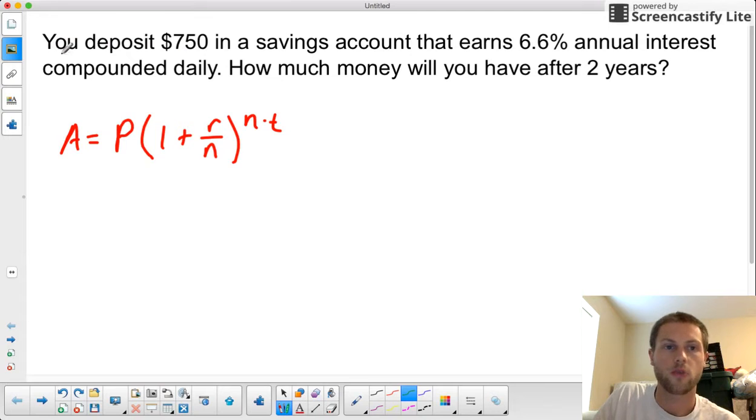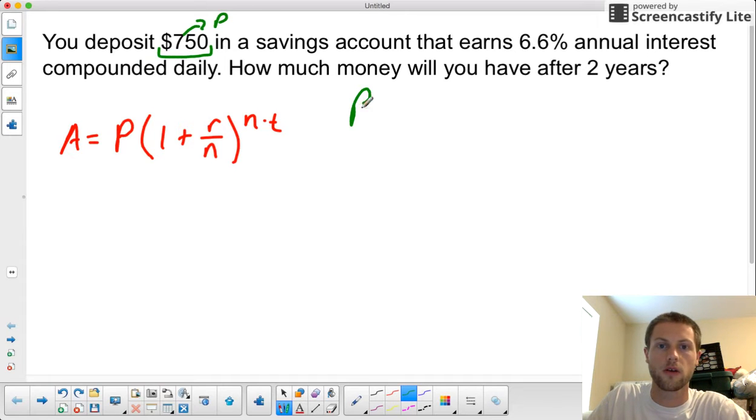So here I've got this problem. You deposit $750 into a savings account, and you earn 6.6% annual interest compounded daily. How much money will you have after 2 years? So let's grab some important information. $750 is my deposit. That's going to be my P, my initial amount.